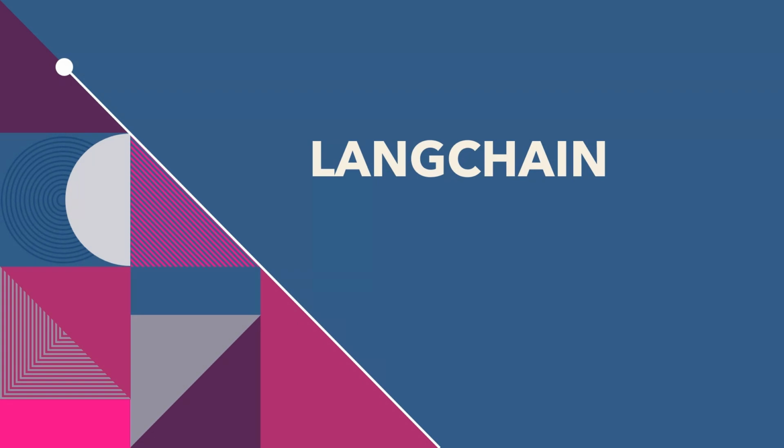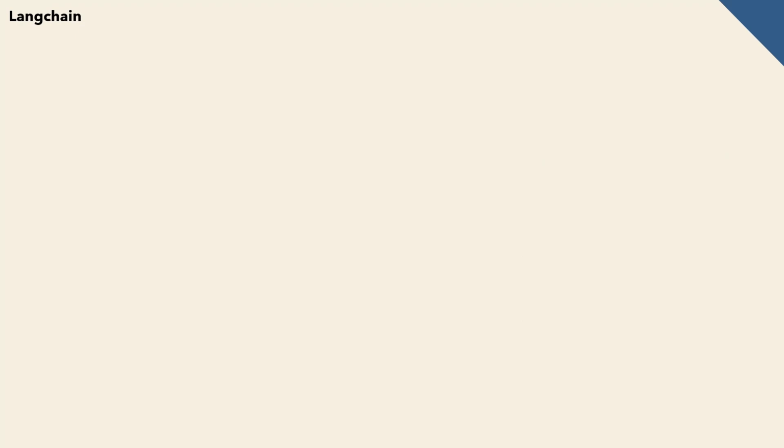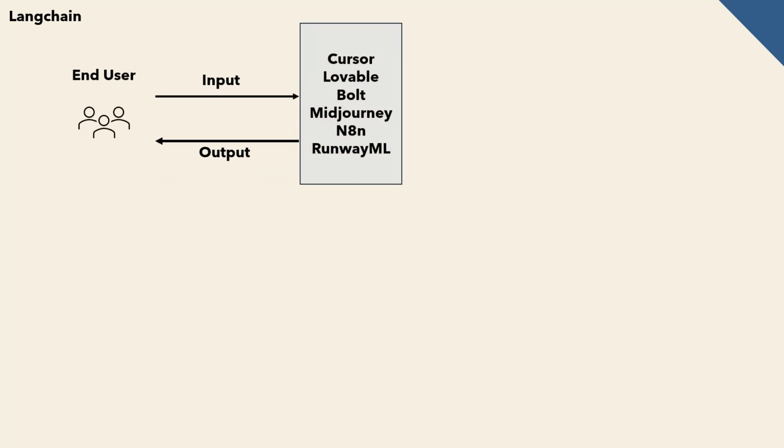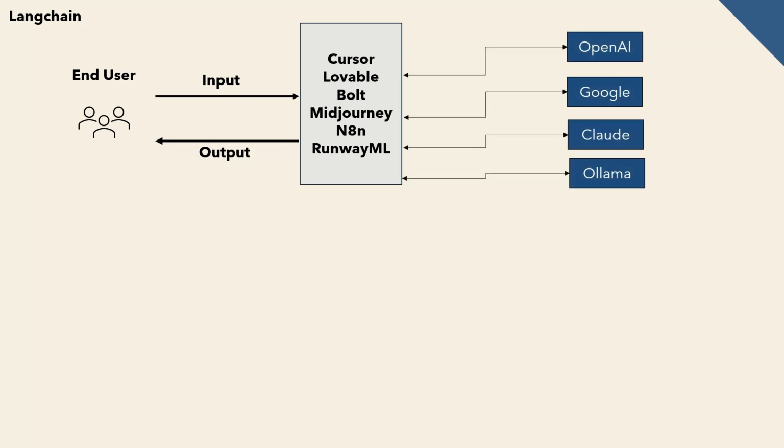So let's get started. Many apps are built using large language models or LLMs. Apps like Cursor, Lovable, Bolt are specifically for vibe coding, and Midjourney for images, Runway is for video generation, and N8N is more sophisticated workflow automation. So these apps take your input and send it to an LLM like OpenAI or Claude and then show you the results in a nice way. So each product can use any different LLMs of their choice.